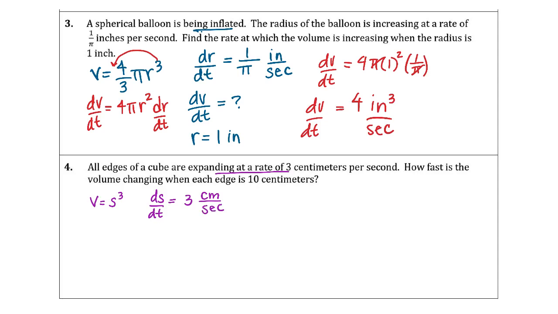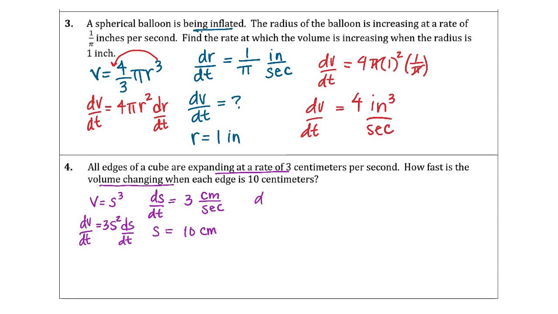How fast is the volume changing when each edge, so that's going to be a side, is 10 centimeters. So there's all of our given information. So we're going to go ahead and find the derivative of both sides again. And now after we find that derivative, we go and do our substitution. So we are looking for the volume for this one. So how fast is the volume changing?